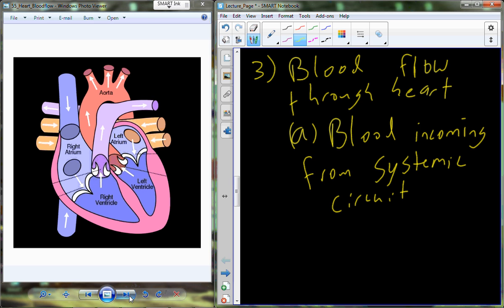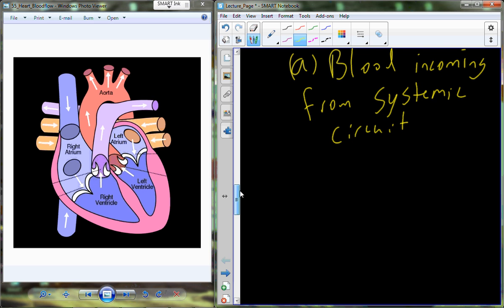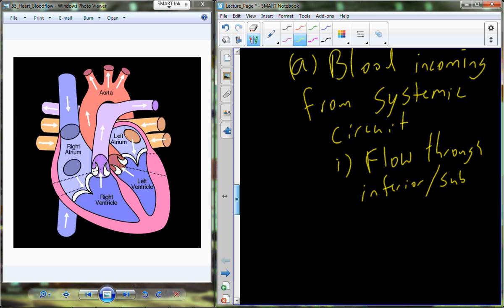As blood comes in from your systemic circuit, or from your general circulation, it's going to enter the right atrium through the inferior and the superior vena cava. The inferior vena cava brings all the blood up from the lower portions of the body. It's basically draining blood from the toes up to the heart. And the superior vena cava is draining blood from the arms and the head and neck.